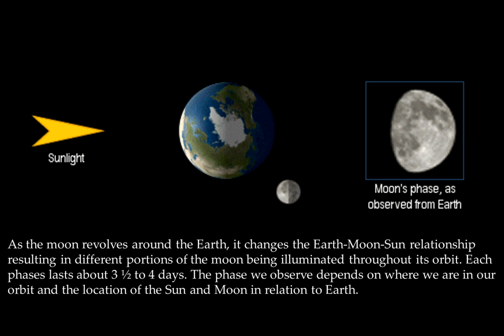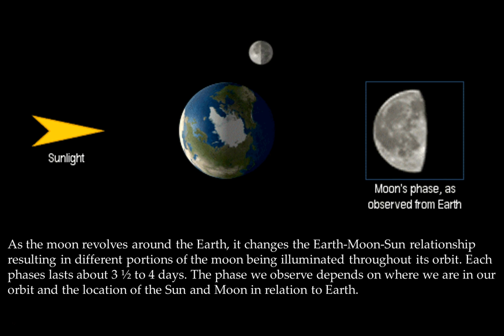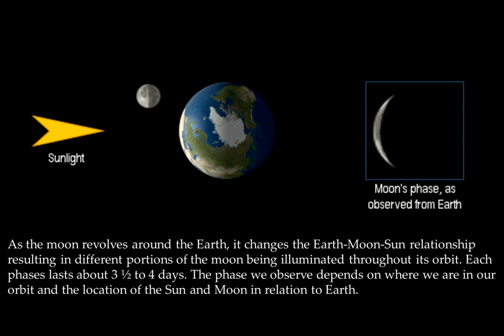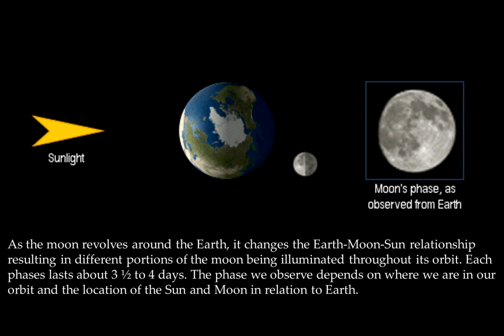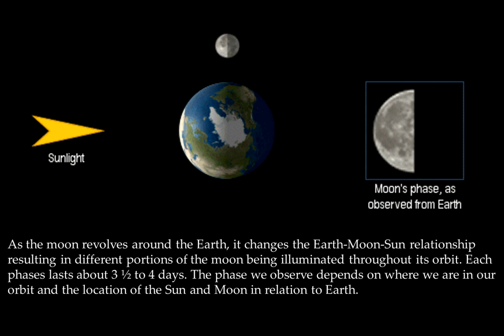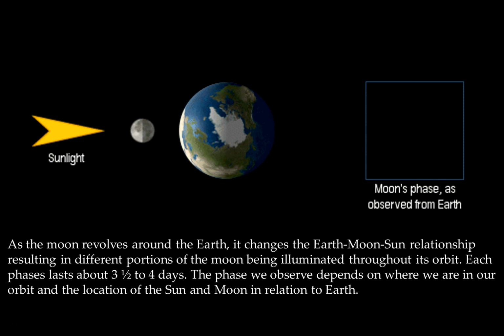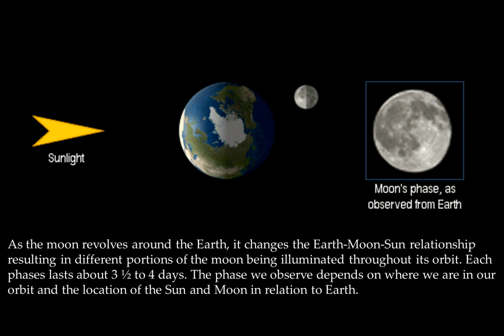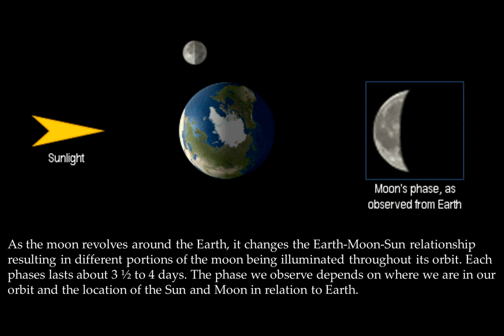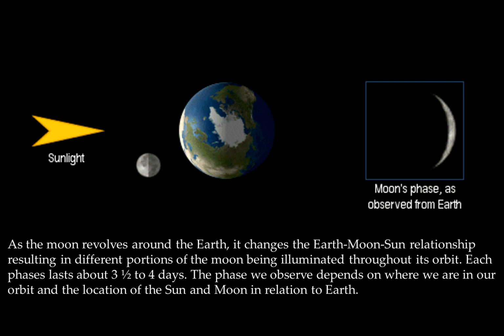Okay, now this is a little misrepresented here, because what you're seeing is that it's actually going around, and I don't want you to think that this happens over the course of a day. This actually takes 30 days to complete from phase to phase. Okay, and that's where we actually get the term month from. It's actually derived from the word moon.